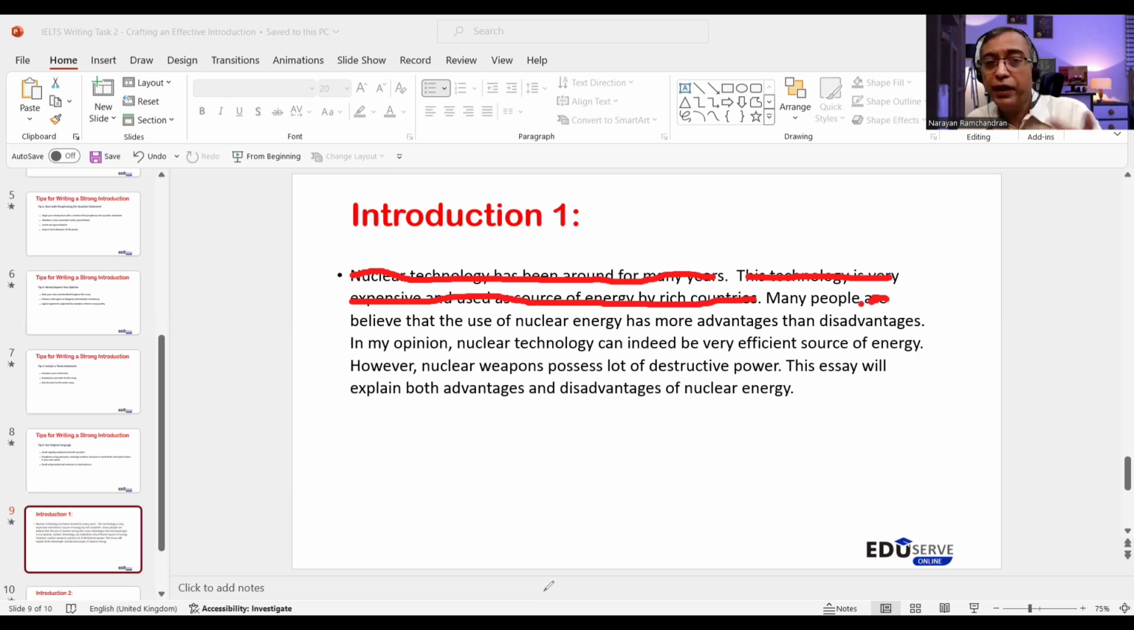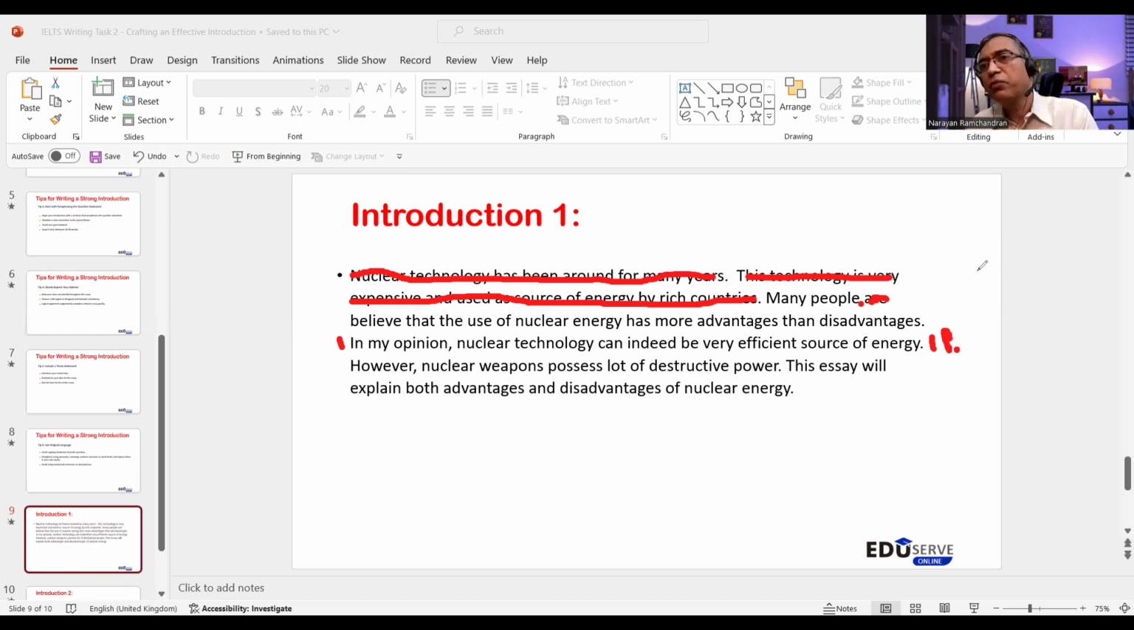But now let's look at his opinion. In my opinion, he says, nuclear technology can indeed be a very efficient source of energy. Remember, the question prompt said, to what extent do you agree or disagree? And from this line, it looks like he is agreeing to the question statements. But in the very second line, he says, however, nuclear weapons possess a lot of destructive power. Now, the first seems to agree, and the second line where he's giving his opinion seems to disagree with the question statements. So there is no clear opinion here.